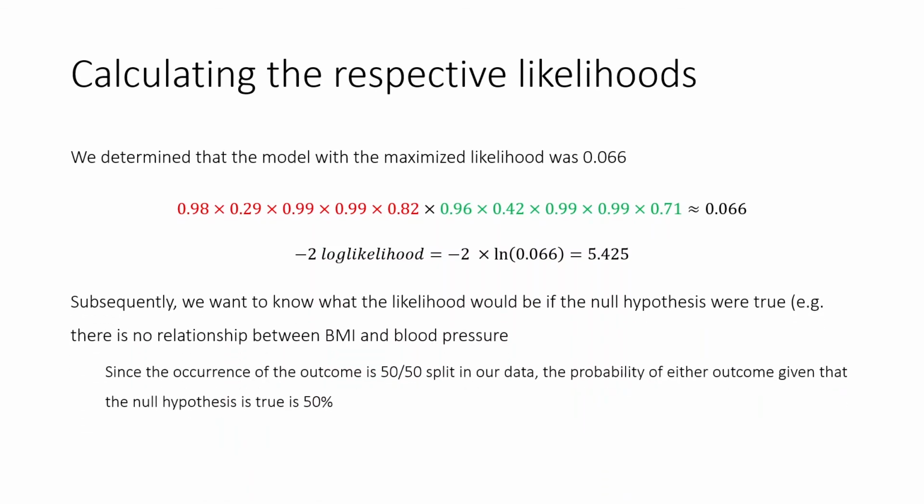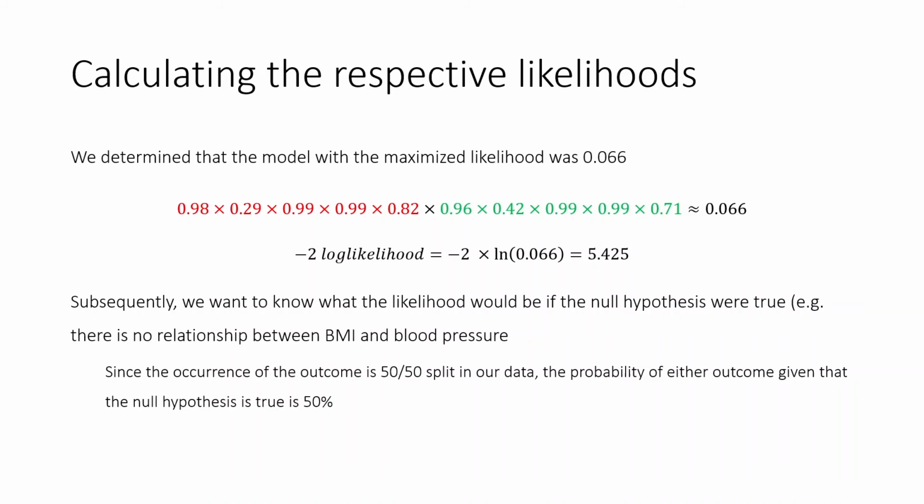Now, the same thing we have to do for an empty model. So let's say that we would want to compare this model to a model in which we did not use BMI. How much better does BMI predict the high blood pressure compared to a model in which we have no variables? Well, we would have to calculate the -2 log likelihood for an empty model. So in that case, that would be the -2 log likelihood for a model if the null hypothesis were true. In other words, if there was no relationship between BMI and blood pressure. So how do we calculate that?